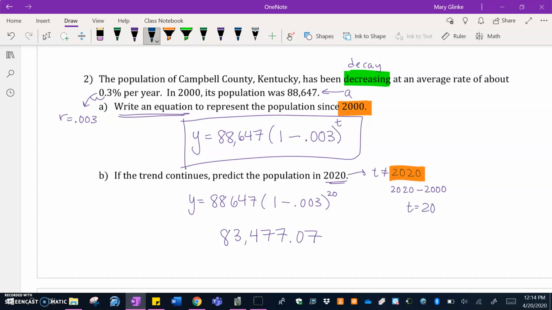83,477.07. Now for this one, it doesn't make sense to have 0.07 because we're talking about people. So we're just going to round to the nearest person: 83,477 people. So that's an example of exponential growth followed by an example of exponential decay.